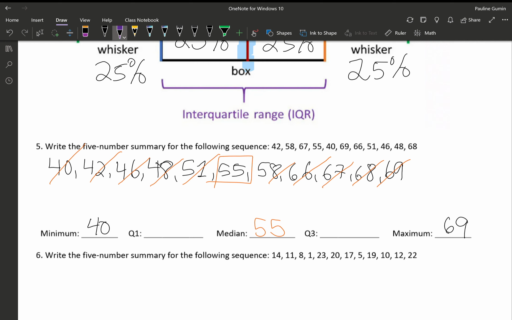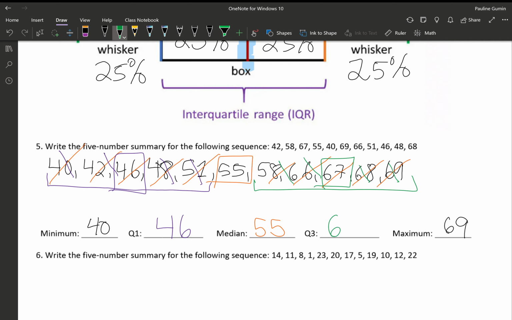Now, let's find Q1. Q1 is going to be the middle of the left half of the data. So let's do the same thing. Cross the number off from each side, and we're left with 46. One more time, but for Q3, for the right-hand side of the data, cross one off from each side. 67 is Q3.